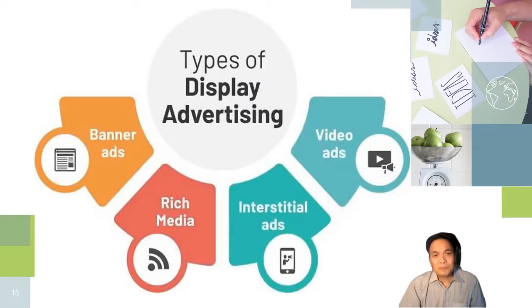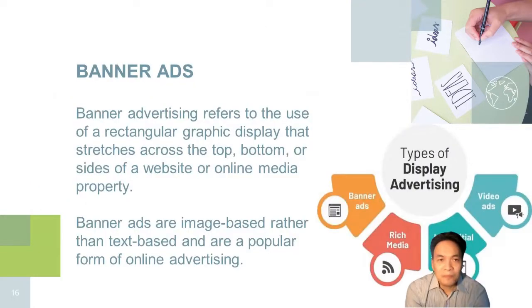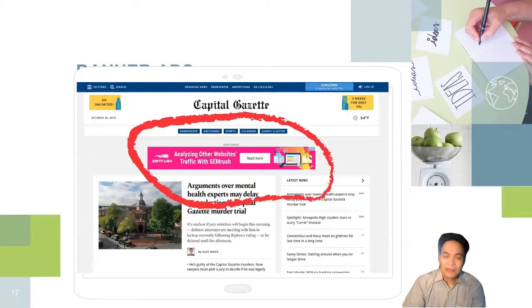Here are the types of display advertising: banner ads, rich media, interstitial ads, and video ads. Banner advertising refers to the use of rectangular graphic displays that stretch across the top, bottom, or sides of a website or online media property. Banner ads are image-based rather than text-based and are a popular form of online advertising. Here are the samples.